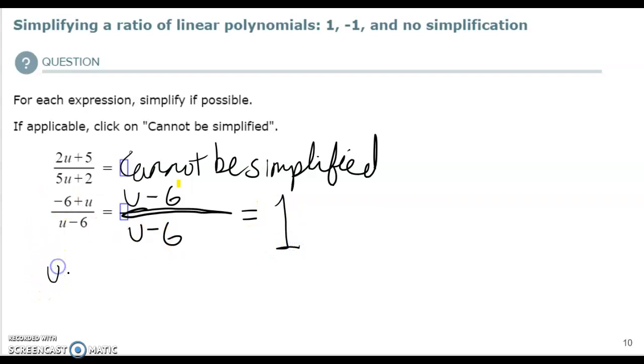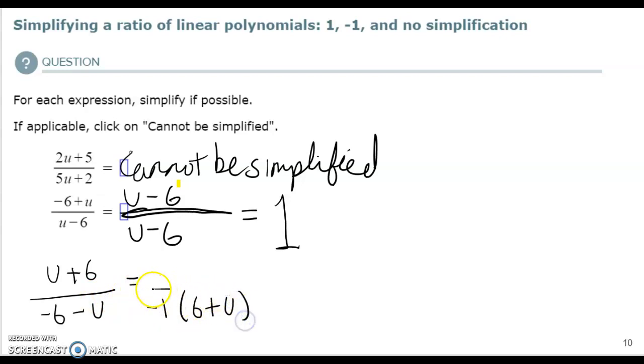If you saw something like this, what you could do is pull a negative out of the bottom or the top, wherever it is. These are really similar, it's just all the signs are opposite. And this would simplify to a -1. So these are examples of what it would look like if it can't be simplified, if you simplify it to 1, or if you simplify it to -1.